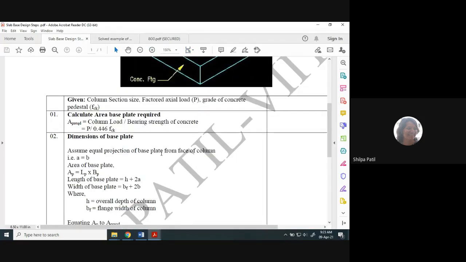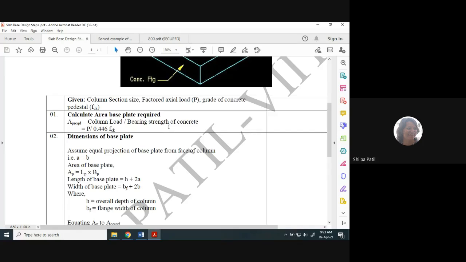we have to calculate the area of the base plate required. Now that area calculation is based on the load acting on the column and the bearing strength of the concrete, because based on the bearing strength, the upward pressure will be acting on the base plate at the bottom. So the area required is calculated based on this formula: column load divided by bearing strength of concrete. Now, the bearing strength of concrete, or the maximum compressive stress developed in the concrete, you have learned in RCC, that is 0.446 FCK.